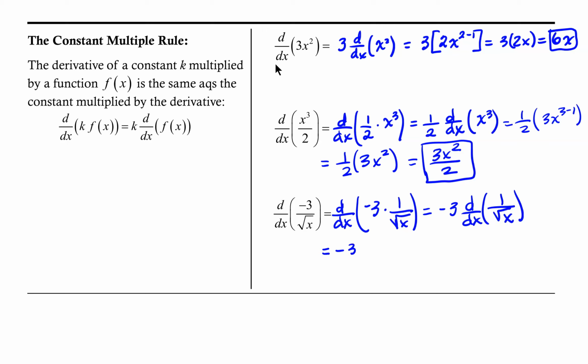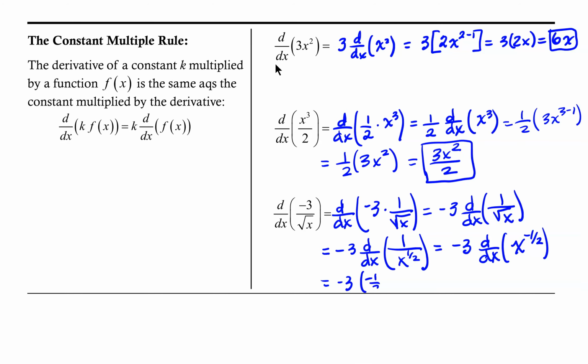So we would have negative 3 times the derivative of 1 over x to the 1/2 power. And now that x to the 1/2 power is in my denominator, we bring it up to the numerator by rewriting that as x to the negative 1/2 power. At this point, we can use the power rule to find that derivative. So we would end up with negative 3 times negative 1/2 x to the negative 1/2 minus 1 power.